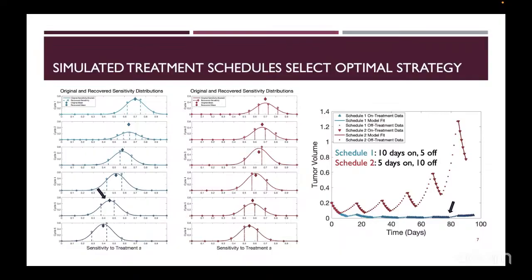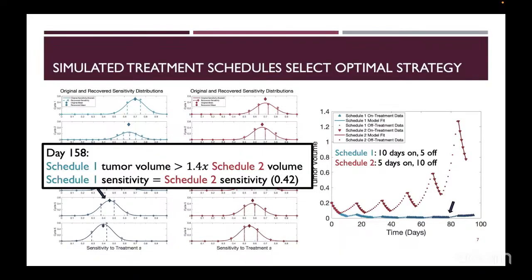Can we use this to predict what would happen after a few more? Yes, we can. Otherwise, why would I be asking that question? So if I take it to about 10 cycles, I'm going to tell you about day 158 for both of these hypothetical tumors. It actually so happens that the Schedule 1 tumor volume blows up, and it becomes over 1.4 times the size of the red tumor. And conversely, they both actually come to the same exact sensitivity value.